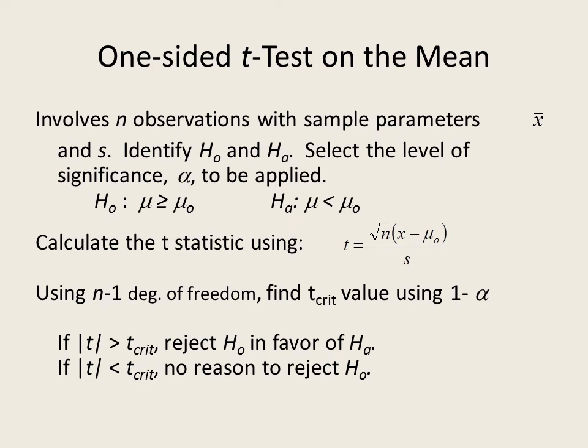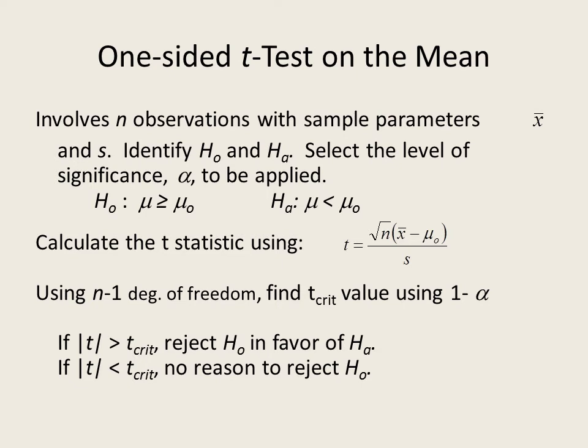We also will be looking at one-sided t-tests on the mean. Here our null hypothesis may be that our population mean is greater than or equal to some hypothesized value, mu sub 0, against the alternative hypothesis that mu is actually less than that hypothesized value. We need to pick our level of significance and calculate the test statistic. Using n minus 1 degrees of freedom, we find the t-critical value using 1 minus alpha. Notice we don't have to use 1 minus alpha over 2. We only worry about one tail in this case.